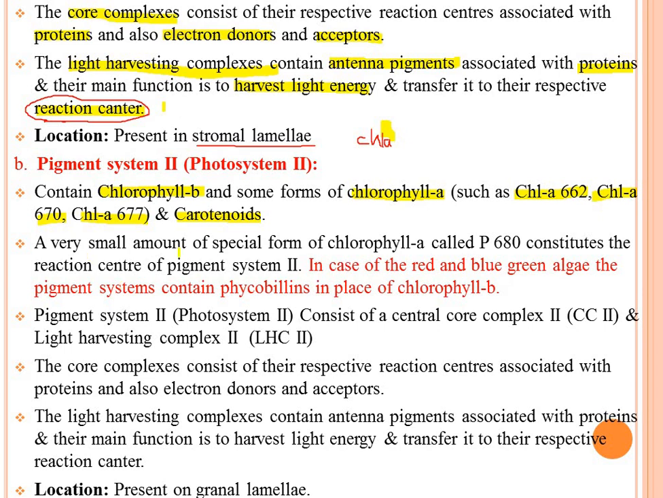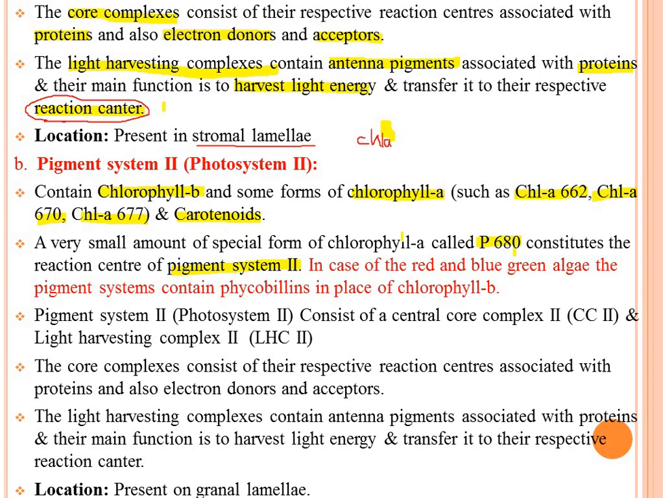The next point, a very small amount of a special form of chlorophyll A called P680 constitutes the reaction center of pigment system second. Means the main reaction center, that is chlorophyll A 680, is designated as P680. This is the main reaction center in photosystem second. Means it absorbs the wavelength 680 nanometer. In photosystem 1 it is 700.